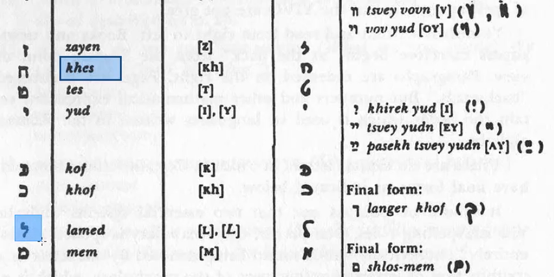The next letter is Lamad, and it makes a sound L, depending on the word, depending on the dialect. You just have to memorize the way it's written. It has kind of a distinctive shape, like this. Lamad. The next letter is Mem, and it makes a sound M.